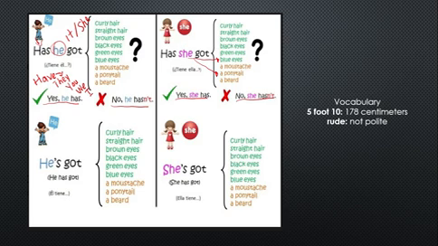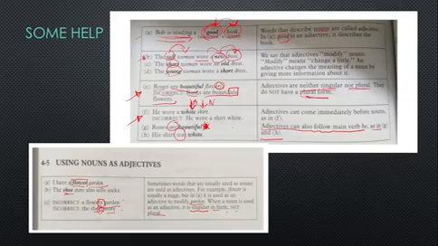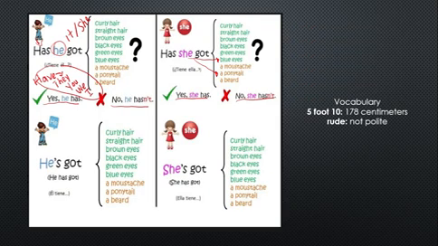In the example for the other pronouns, the answer is, for example, yes, we have, or no, we haven't. Okay?